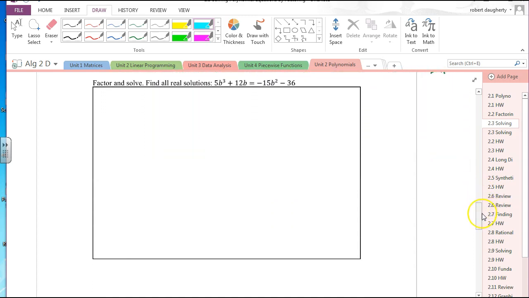Let's look at the next example. This one, my key is to set it equal to 0. So 5b cubed plus 12b plus 15b plus 36 equals 0. The only method I have for something that has 4 terms and I'm factoring it is factor by grouping.